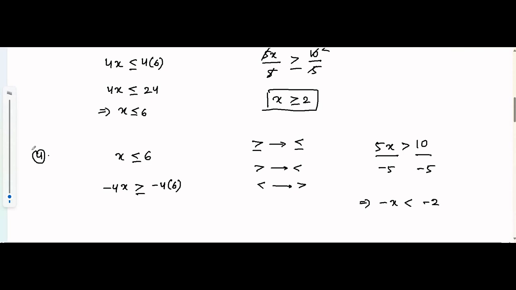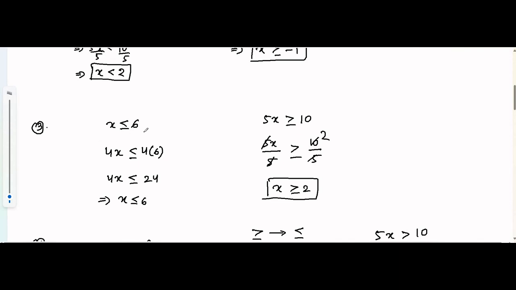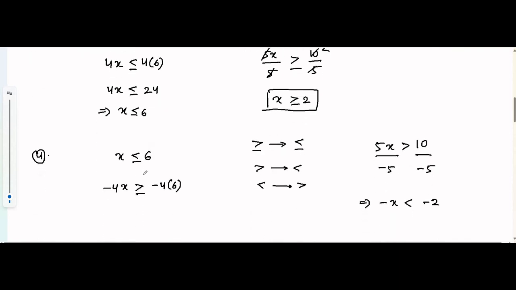So the rule is that when both sides of the inequation are multiplied or divided by the same negative number, the sign of inequality will reverse, which is the opposite of here. When both sides are multiplied or divided by the same positive number, the sign of inequality stays the same. But when they are multiplied or divided by the same negative number, the sign of inequality reverses.